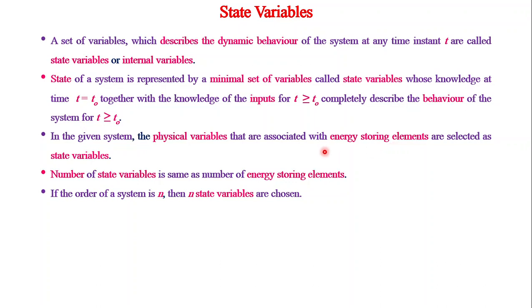What are the energy storing elements in an electrical system? We know very well that inductance and capacitance. So inductance and capacitance are going to contribute to the state variables. Resistance is an energy dissipating element. And always the number of state variables is same as the number of energy storing elements. So you count how many energy storing elements are present in a system, that much state variable you have to take. If it is an nth order system, n state variables we have to choose. That means always we will have the order of the system same as the number of energy storing elements. That's all.